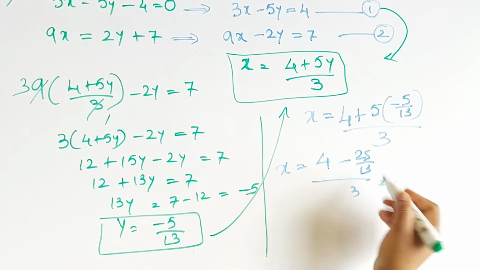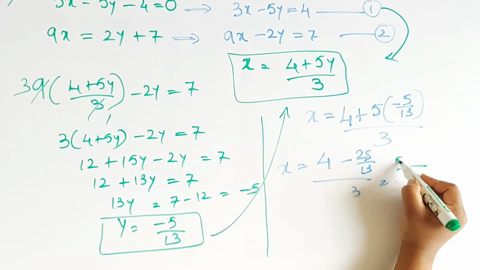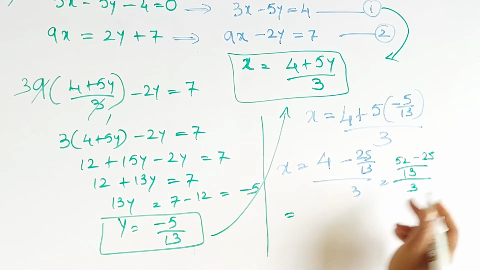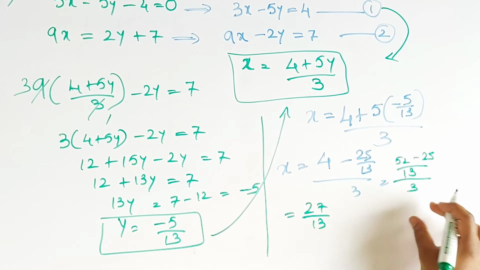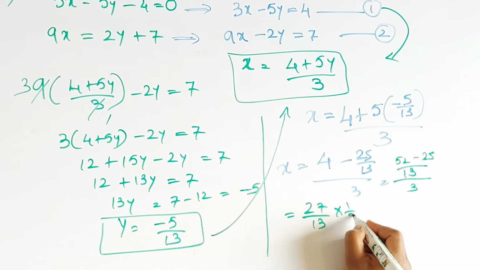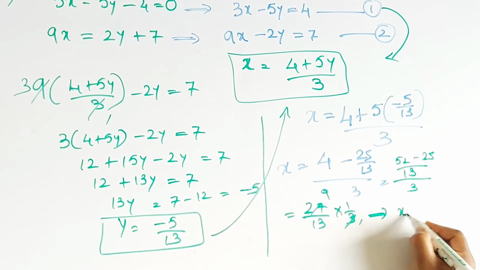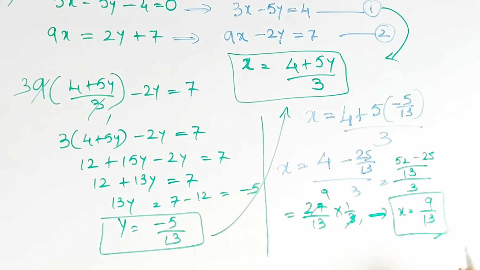First we'll do the numerator part. So this will be 13 here, and 4 13s are 52 minus 25, divided by 3. This is 52 minus 25, 27 by 13, by 3. It is the reciprocal, 1 by 3. 3 1s are 3, 3 9s are 27. Correct? From here x equal to 9 by 13. Same answer here also: x is 9 by 13 and y equal to minus 5 by 13.